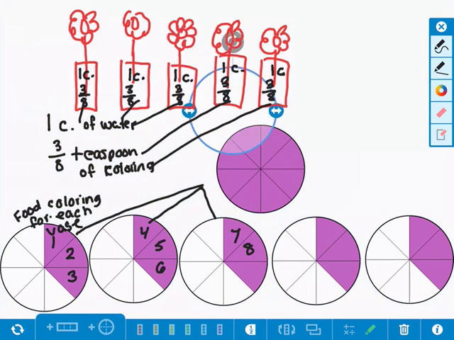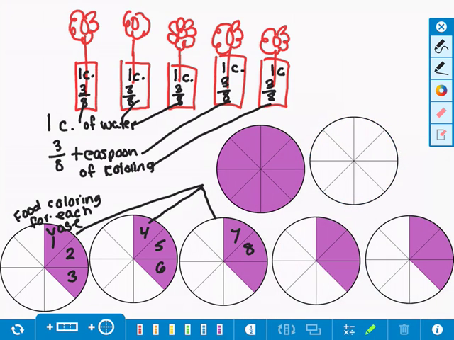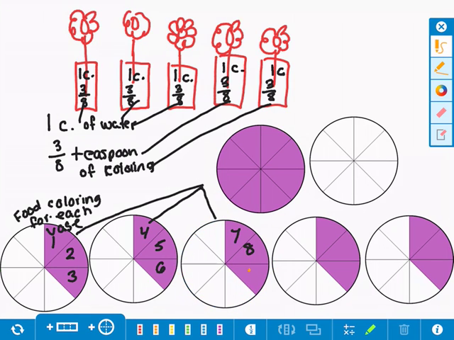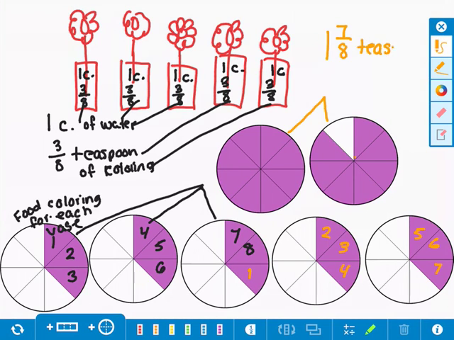Now let's see how much we have left over. I'll change my color so we don't get confused. 1, 2, 3, 4, 5, 6, 7. So we would only have 1, 2, 3, 4, 5, 6, 7 pieces. So we would need 1 7/8 of a teaspoon of coloring. And how many cups would we need? 1, 2, 3, 4, 5.